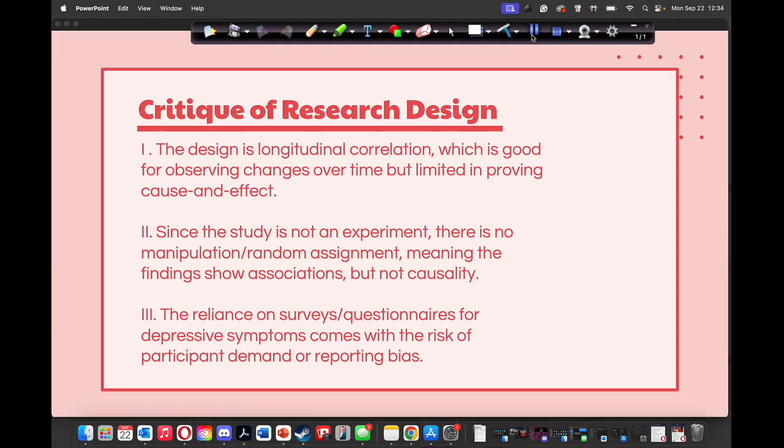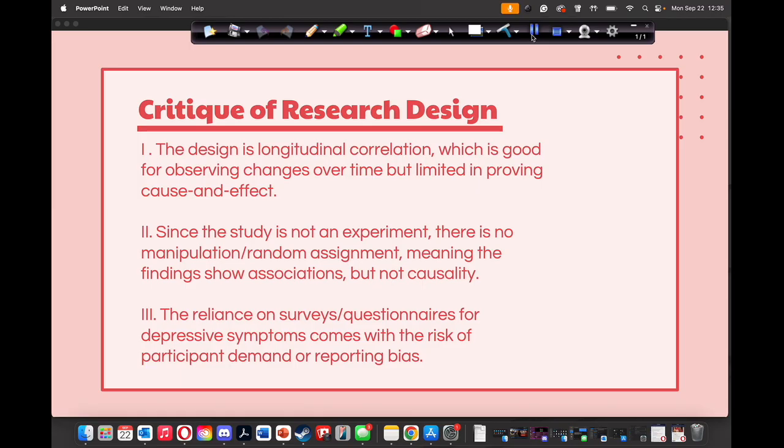So, some critiques of the research design. First and foremost, the design is longitudinal correlation, which is good for observing changes over time, but the limitation is you can't really prove cause and effect. You can strengthen evidence to, I guess, then try to definitively solidify cause and effect, but the research itself cannot be used to say if you have a larger left hippocampus than XYZ.